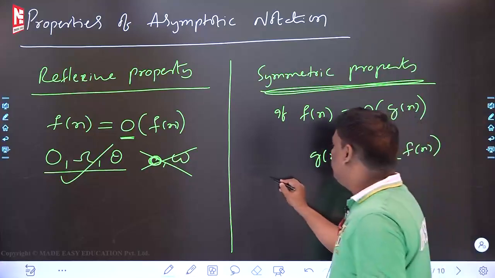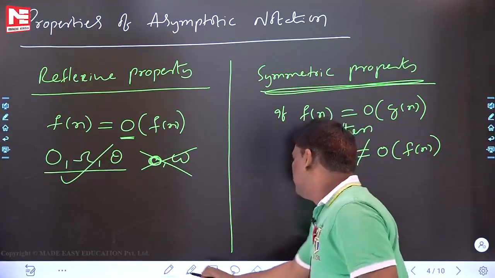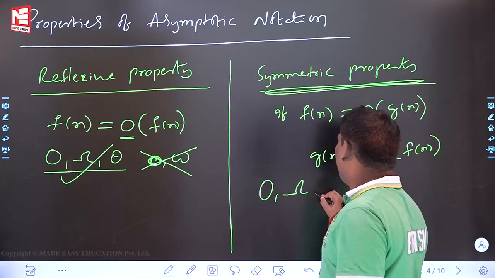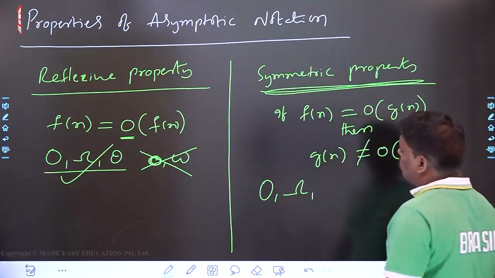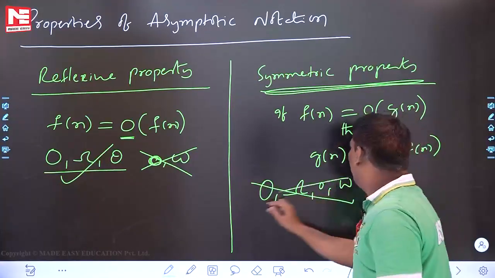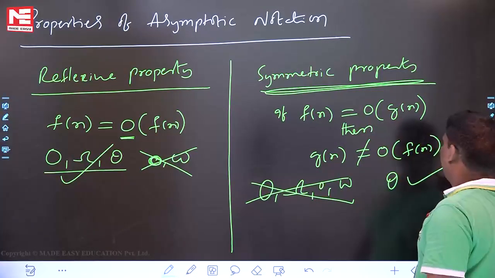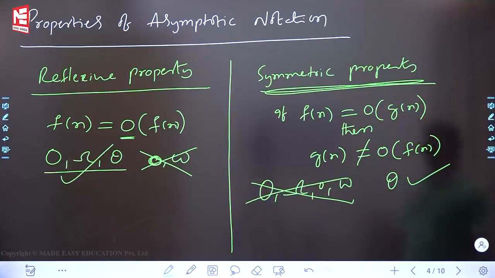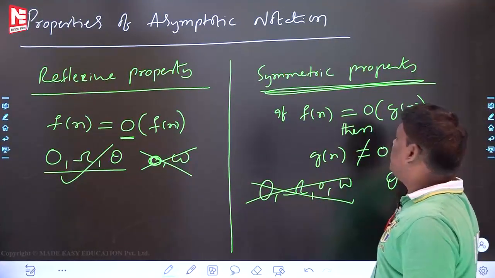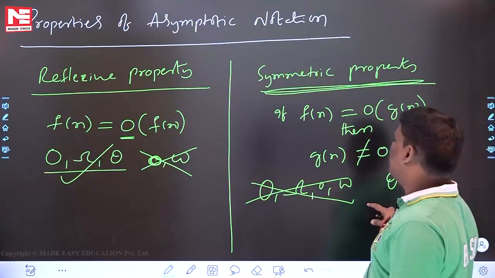Let me write now. Big O fails. Omega also fails. Next, what about small o? Small o guaranteed fails. Small omega fails. These four fail. Only one, theta, passes. That is the meaning of symmetric property. So these four fail, theta passes. Reflexive property, symmetric property.